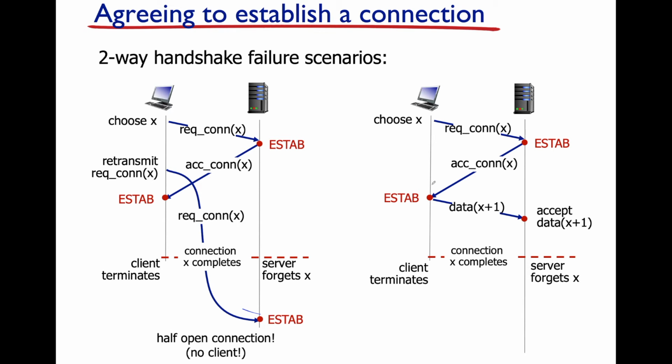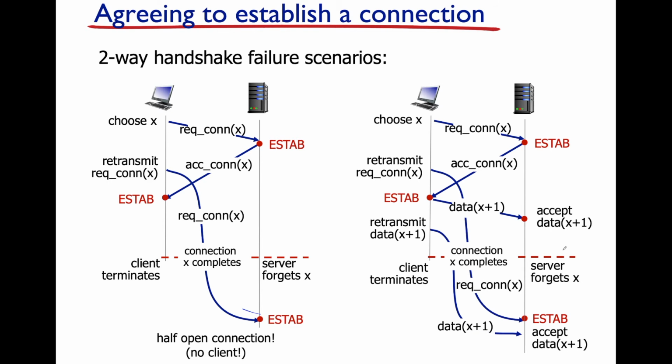It returns back an acceptance of this connection. And so now the client gets this confirmation from the server, and it goes ahead and says, okay, let me establish my resources, and I'll send data. So it sends data, and the server, because it's established its connection at this juncture, goes ahead and accepts this data.